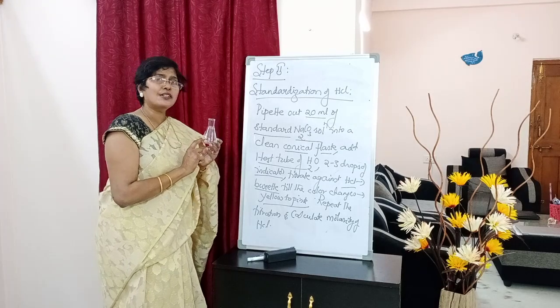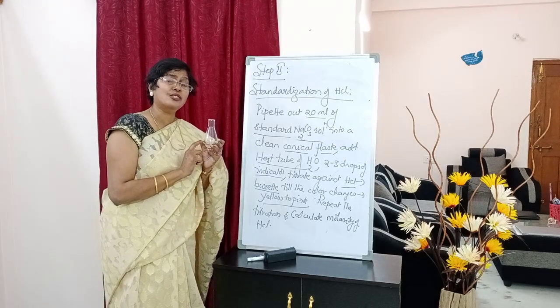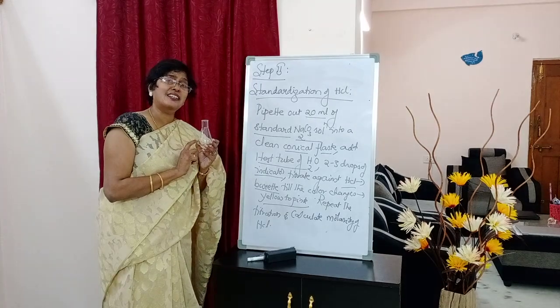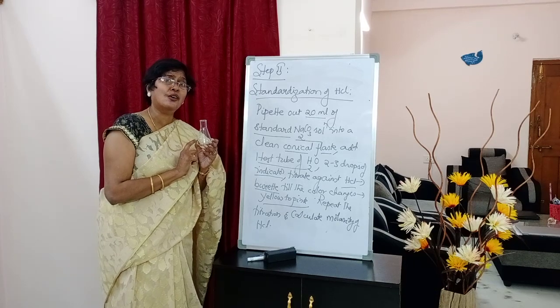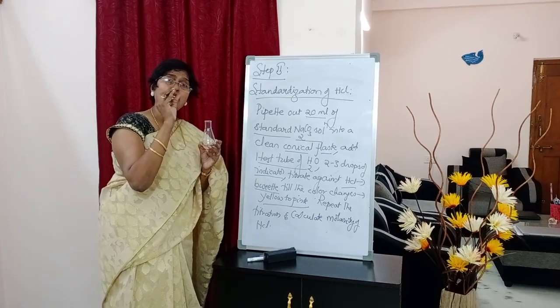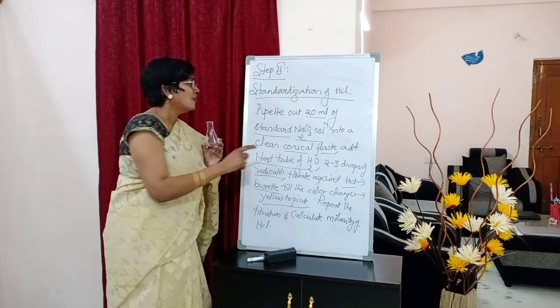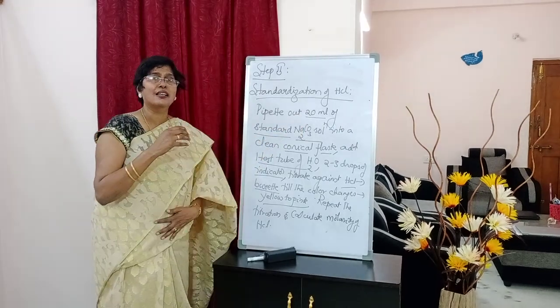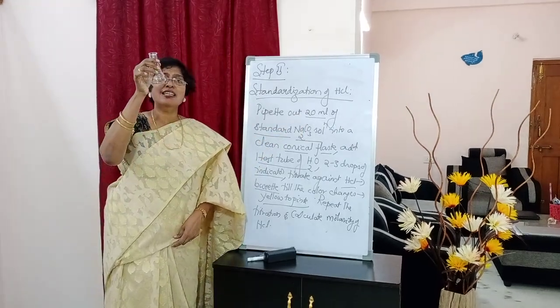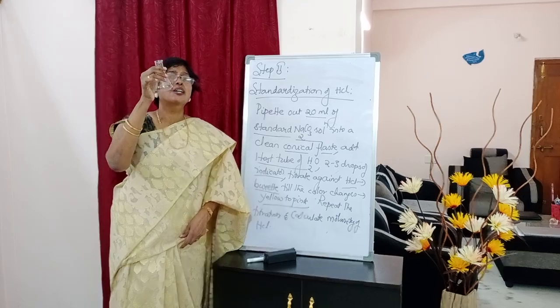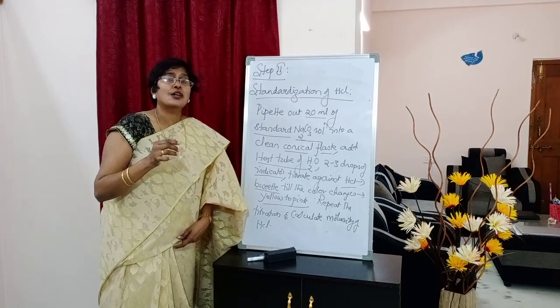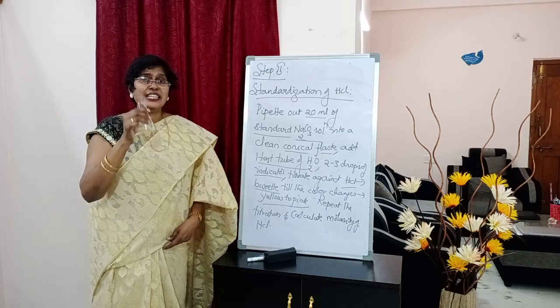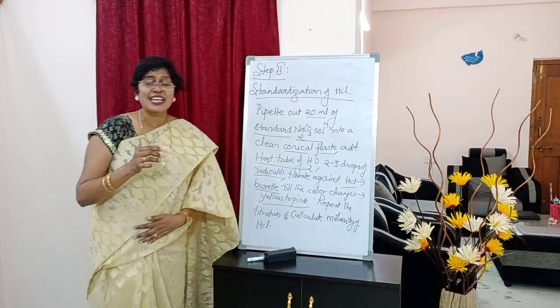See, now the amount of the solution, that is standard Na2CO3, which is a primary standard substance whose concentration is known, the volume of the solution is also known. How much is taken? 20 ml. So this is called the titrant which is present in the conical flask. Now, what should be done? It should be titrated against HCl.